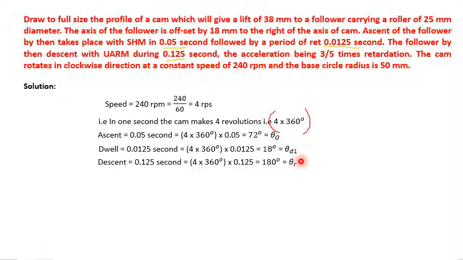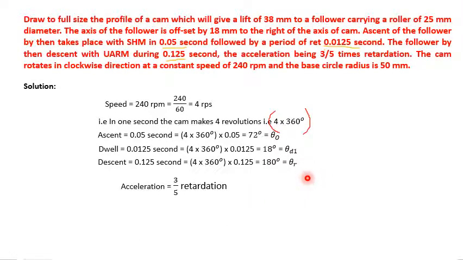Next one, descent or return stroke. Descent is nothing but the return stroke. The descent given in the problem is 0.125 second. So multiply by the factor 4 into 360 degrees, and we got 180 degrees. So the return stroke is 180 degrees. Like this we have to convert seconds into degrees.